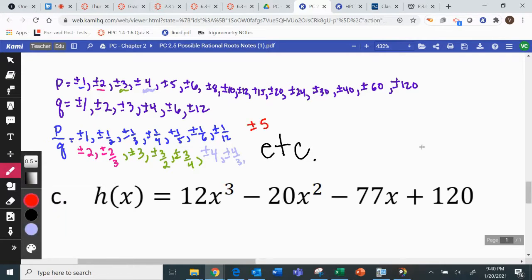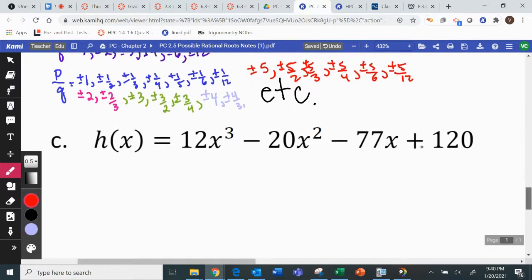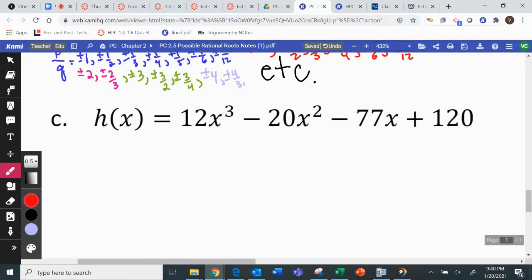Let's see, 5 over 1, 5 over 2, 5 over 3, 5/4, 5/6, 5/12. There you go. Did my 5s. 2.5 is the same thing as 5/2, and that one does show up in our list. And we are doing rational roots, so we're talking about fractions.